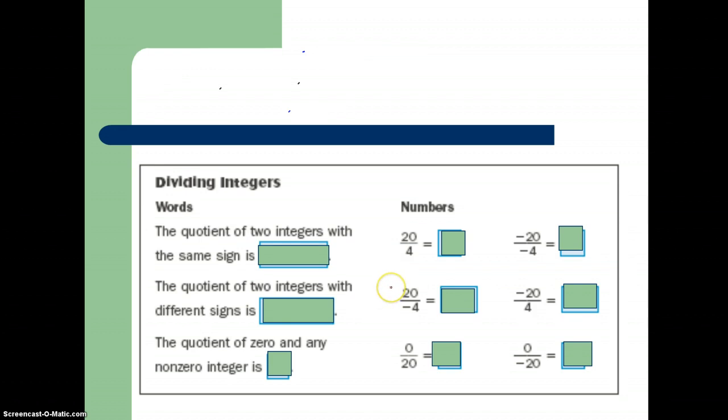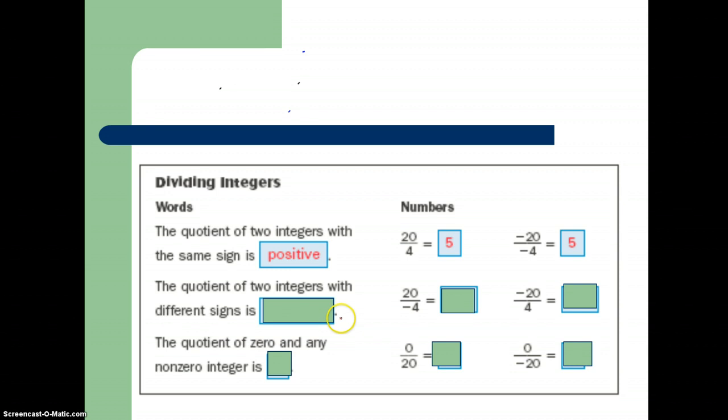When you are dividing integers, they are the same rules as multiplying integers. The quotient, or the answer to a division problem, of two integers with the same sign is positive. Like 20 divided by 4 is positive 5. Even if it's two negatives, it's still the same sign, so it's a positive answer. It's like the negatives are canceling each other out. Negative 20 divided by negative 4 is also 5.